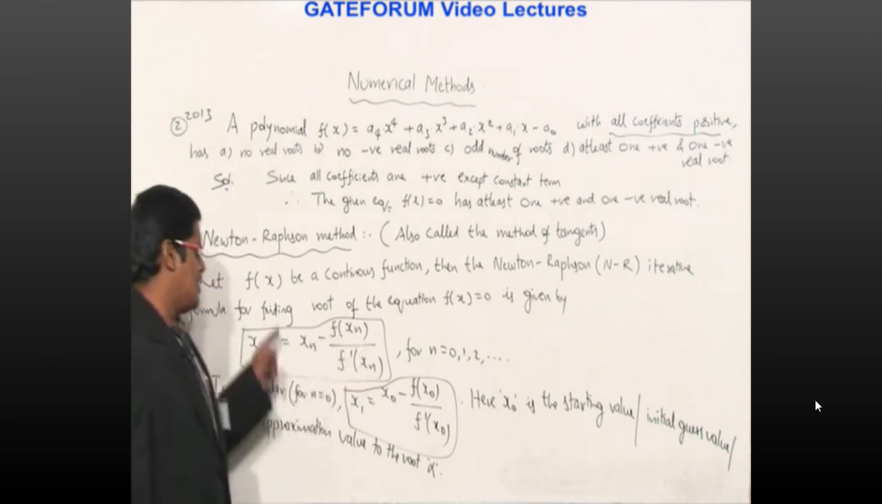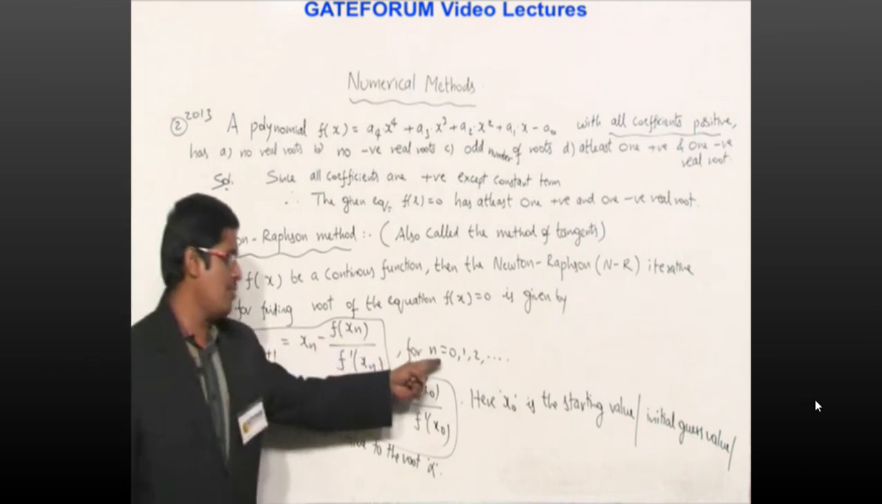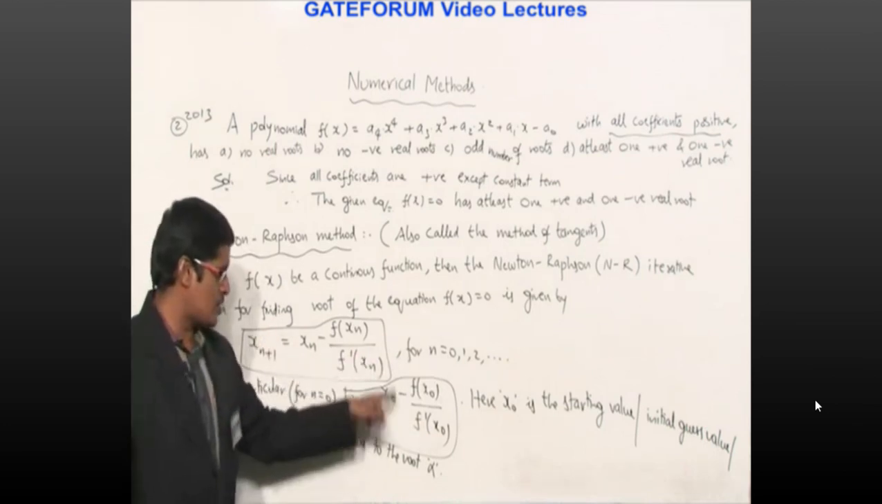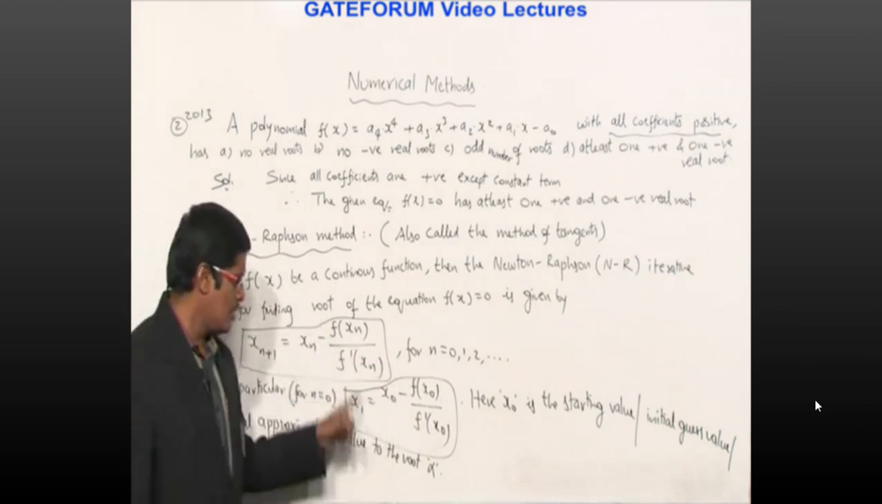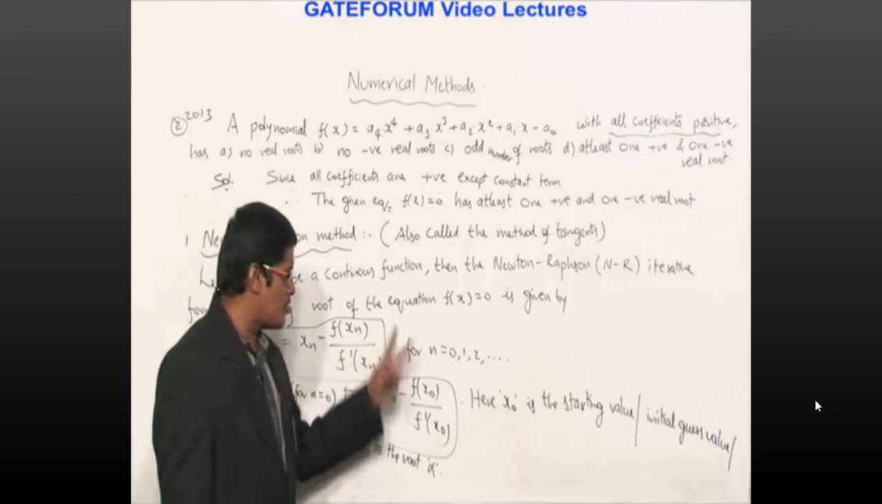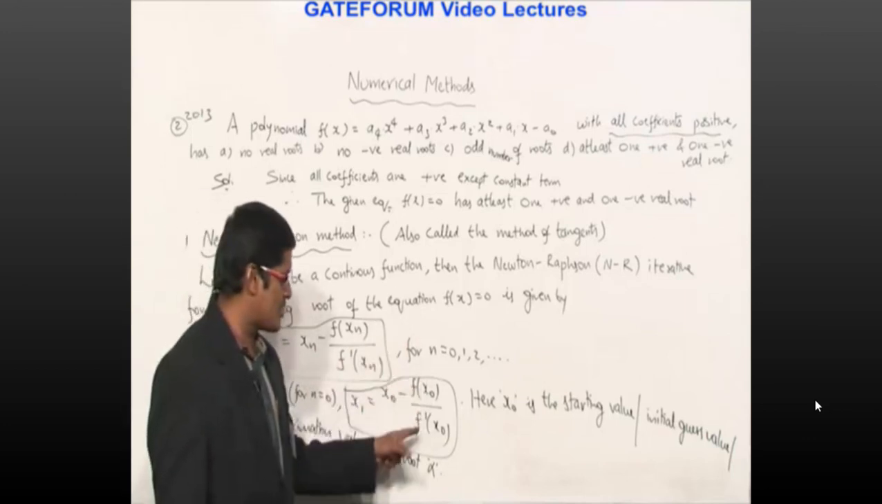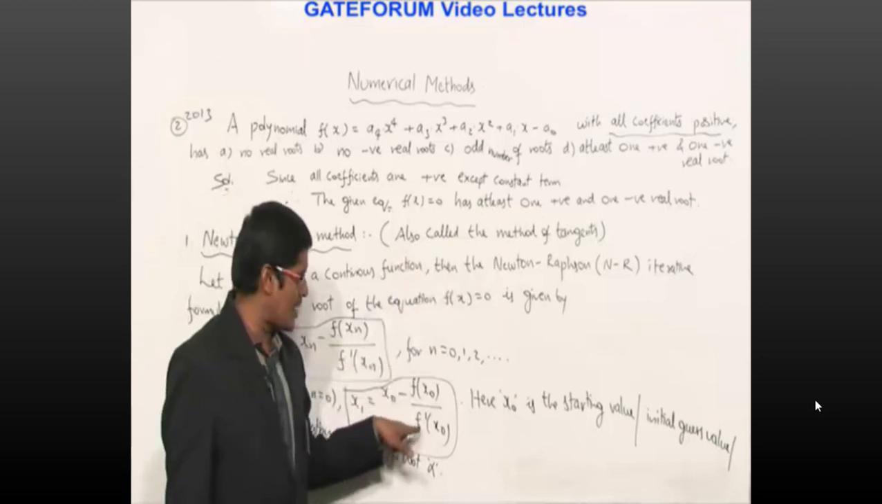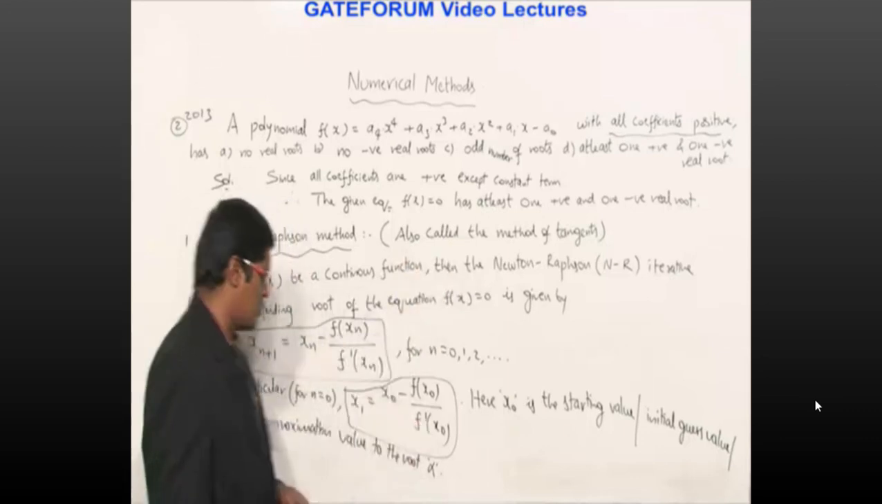So this is the iterative formula giving values one by one for n beginning from 0. You will get x1 depending on x0, x2 depending on x1, and this iterative formula depends on two function values: one is f of x0 and the other is its derivative. That's why this is called the method of tangents. The slope of the tangent to the curve is f dash x0.